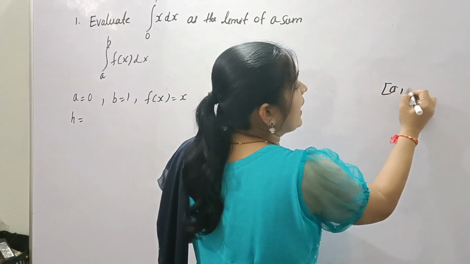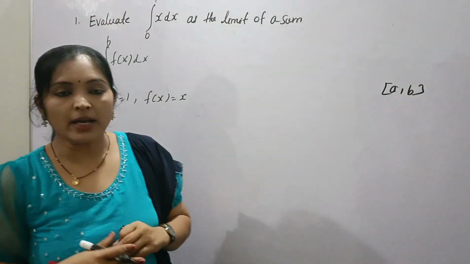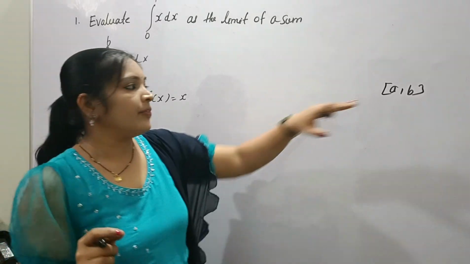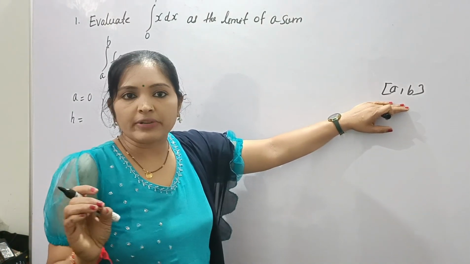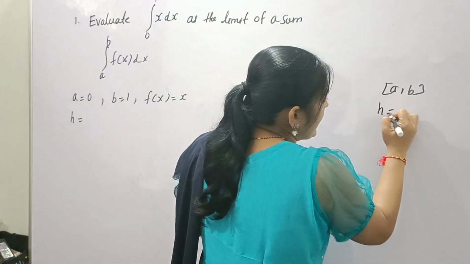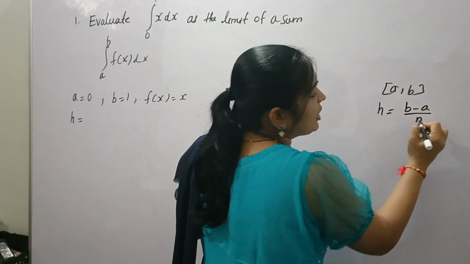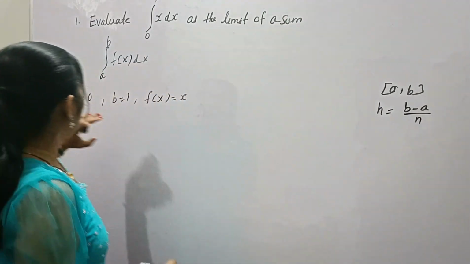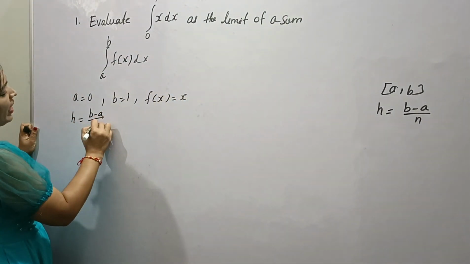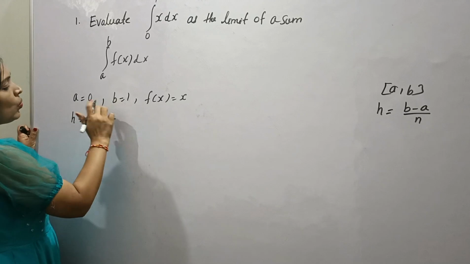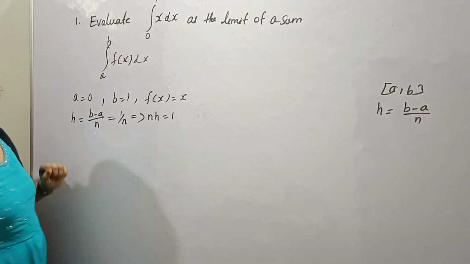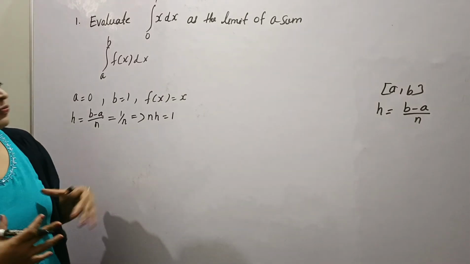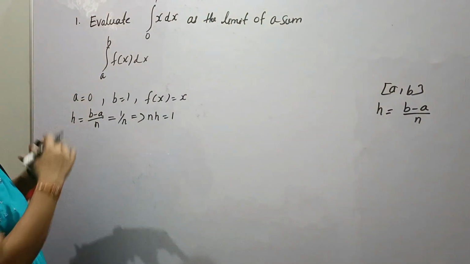Next, h. What is h? We have divided the given closed interval AB into n subintervals of length h. Therefore, h is nothing but b minus a divided by n. So here h is equal to b minus a divided by n, that is 1 minus 0, that is 1 by n. That implies nh is equal to 1.